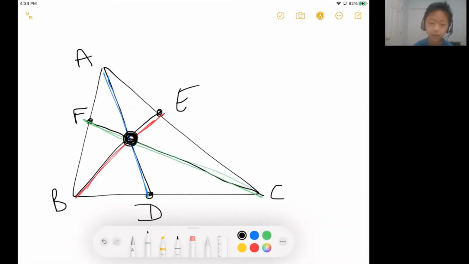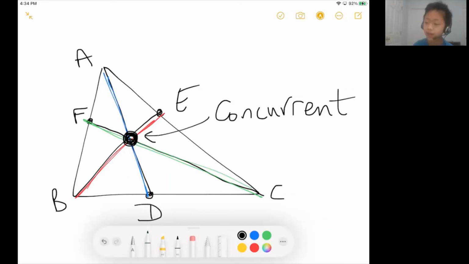And in geometry, there's a special term for this. If three lines all intersect at one point, we say that these lines are concurrent. This is also a very important geometry term. When a problem says that three lines are concurrent, that's just a fancy way of saying that the three lines intersect at one point. So those are the basic definitions, the important geometry terms that we need to know, Cevians and concurrency.